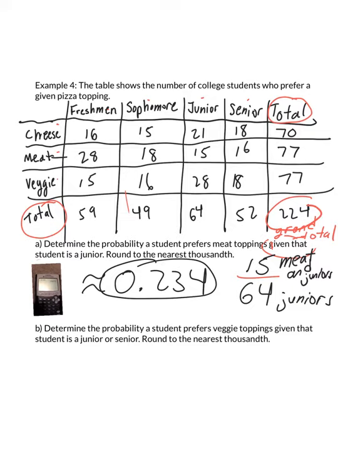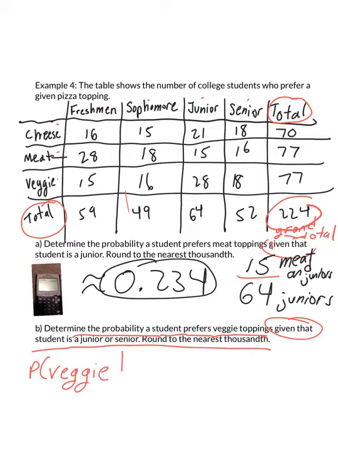Let's try one more using the same exact table. Part B, determine the probability a student prefers veggie toppings given that student is a junior or senior. Round to the nearest thousandth again. So we're looking for the veggie lovers given that we have a junior or a senior. All right, equals. I'm going to draw my fraction bar.